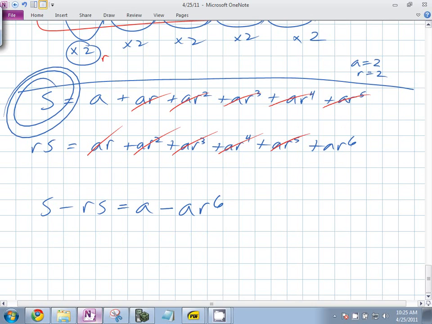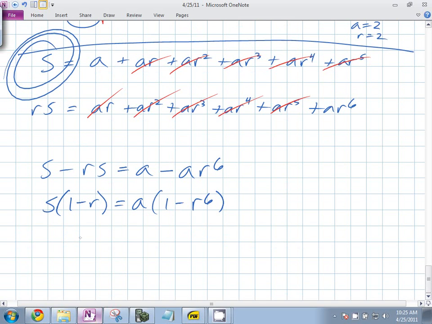So what do we factor out of the left? S times (r minus 1). And what can we factor out of the right? A. So what does S equal? A times (1 minus r to the 6th) over what? Over 1 minus r.